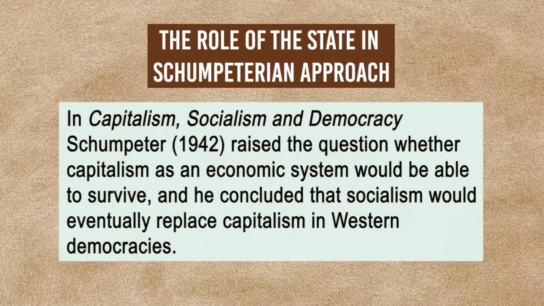So, in his work Capitalism, Socialism, and Democracy, Schumpeter raised the question whether capitalism as an economic system would be able to survive, and he concluded that socialism eventually would replace capitalism, also in the Western democracies. Even though he essentially reached the same conclusion as Marx, his arguments were entirely different. It was not the shortcoming or the instability of capitalism that produced the victory of socialism. Rather, Schumpeter says that it was the superior performance of capitalism that paved the way for socialism.